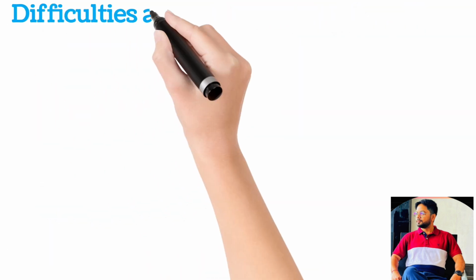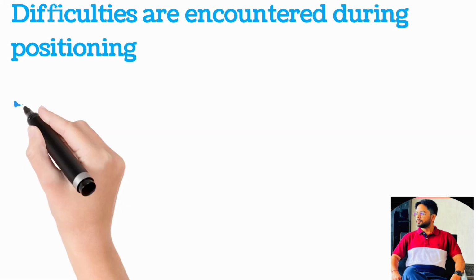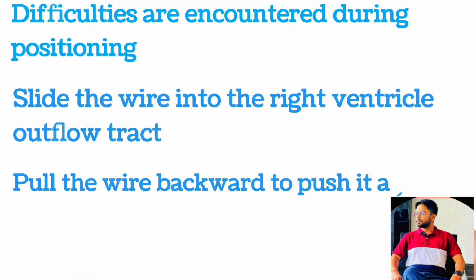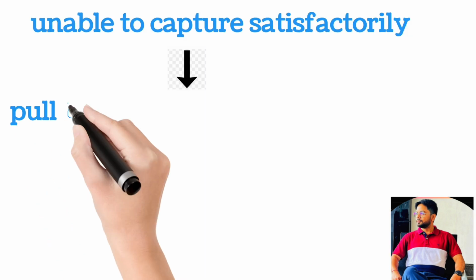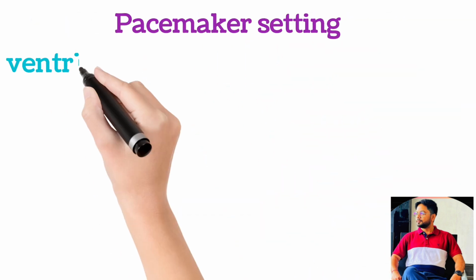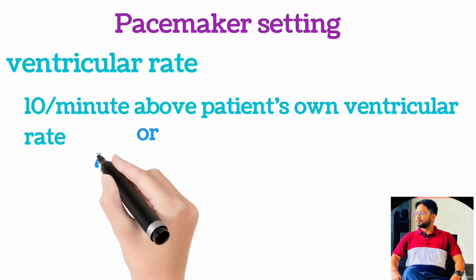If difficulties are encountered during the positioning of the electrode tip at the right ventricular apex, then slide the wire into the right ventricular outflow tract and pull the wire backwards to push it again towards the apex with the tip at its downward angle. If unable to capture satisfactorily, then pull back the pacing catheter to the right atrium and start over. Set the ventricular rate to 10 per minute above the patient's own ventricular rate or 70 per minute.